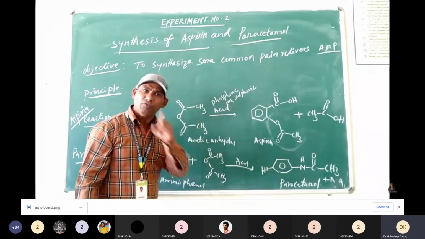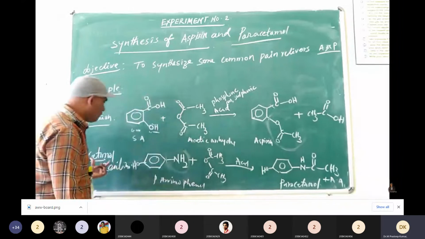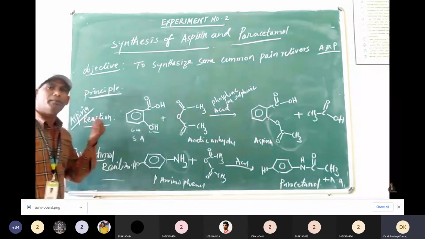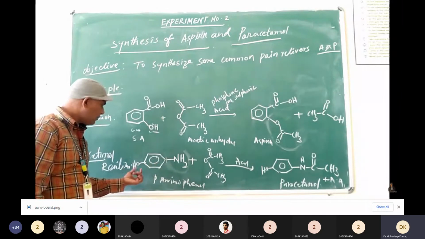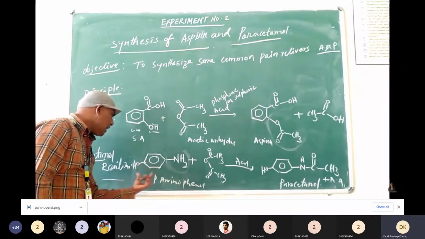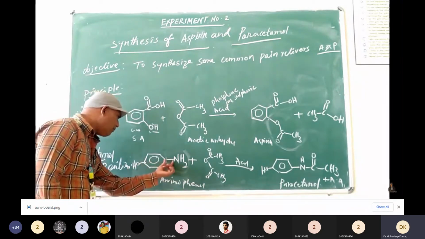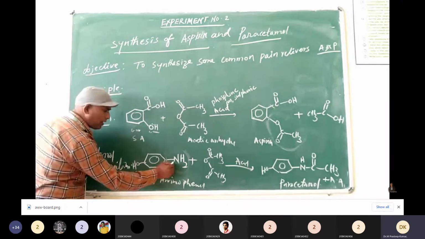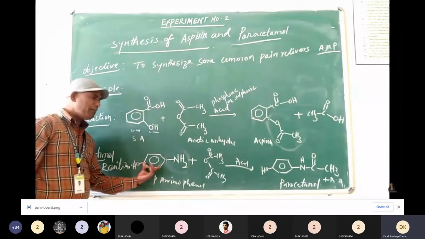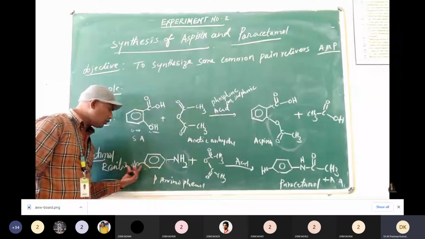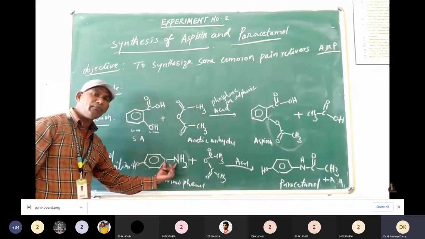In the same way, we can prepare paracetamol. Paracetamol is also a fever-reducing agent. This is para-aminophenol, with the amino group in the para position. It is a benzene ring connected to one hydroxy group and one amine group.